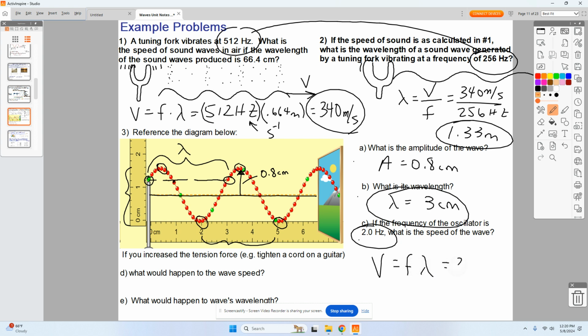Thank you. I'm going to write it down. It's 2 hertz. That's 3 centimeters. And that would become 6. And then it's not meters per second. It would be 6 centimeters per second. See how that works?